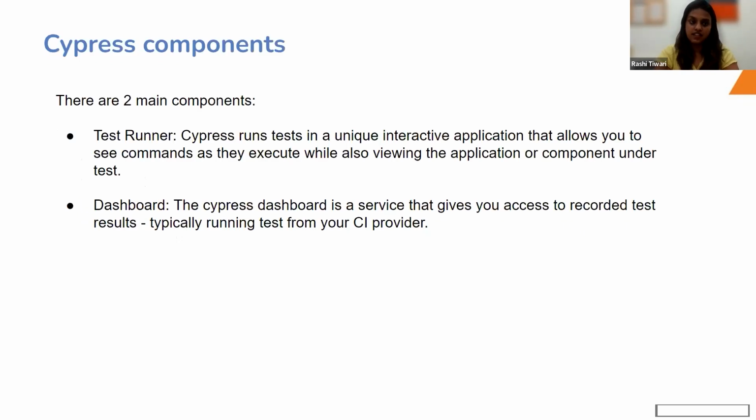For test execution in Cypress, there are 2 ways to execute test cases. The first is the test runner. Cypress runs tests in a unique interactive application in which all our spec files are visible. We can run either one of them or we can run all at a time. I mean, we can run all the spec files, which will run one after the other. And the second way is the dashboard, which is a cloud-based service. We can execute all our test cases in the Cypress dashboard. We'll see about it in upcoming slides.